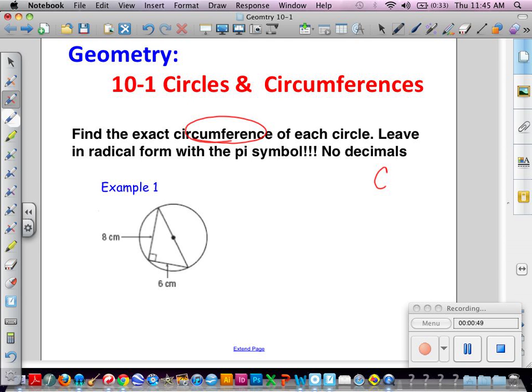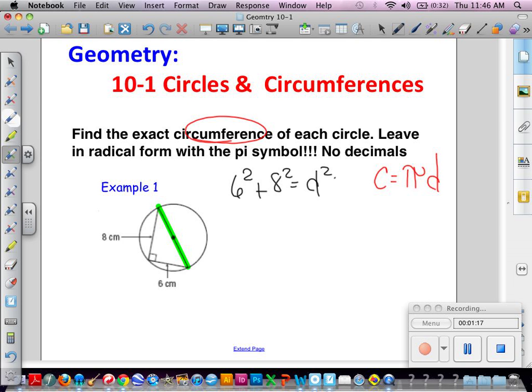Circumference, the equation is pi times diameter. So I'm going to need to find the diameter in this problem. I have a right triangle, so I'm going to use Pythagorean theorem. I'm going to take my 6 squared, my 8 squared, and I'm looking for the diameter squared. Now remember our 3, 4, 5 triangle? That's one of my favorite triangles.